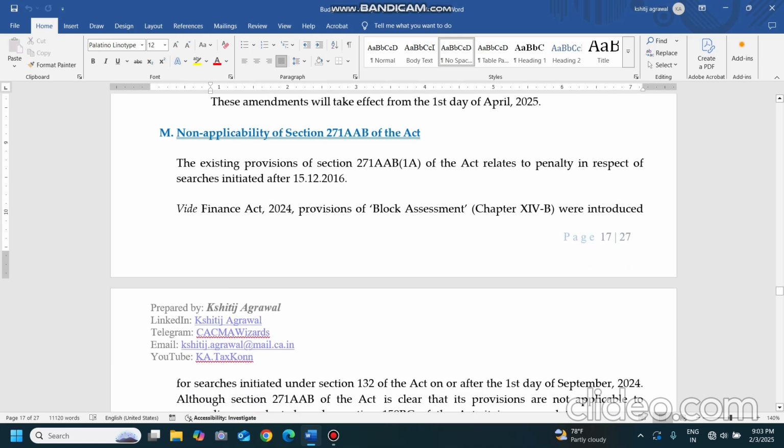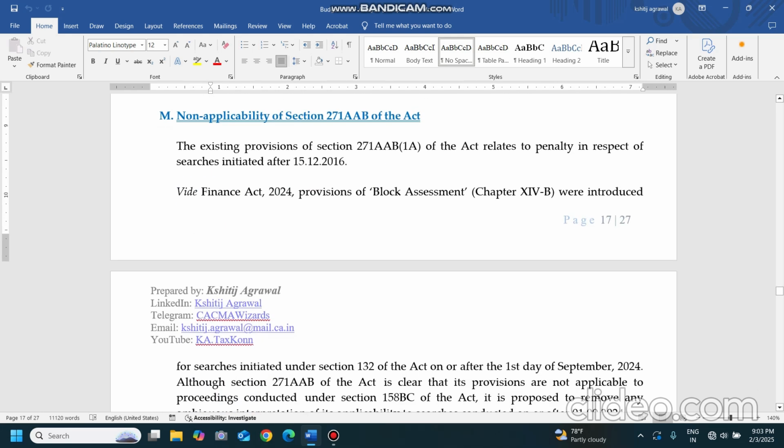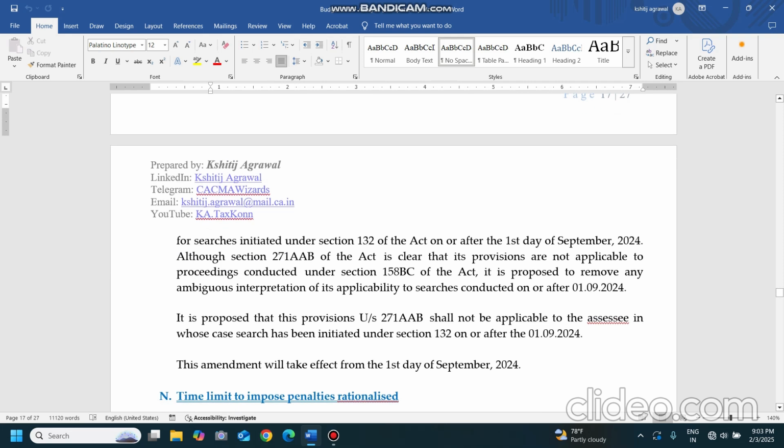Now coming to section 271AA penalties. Penalties in case of search initiated. If any search is initiated, the existing provision of section 271AA of the Act relates to penalty in respect of searches initiated after 15th December 2016. Penalty is applicable. Now, after introduction of block assessment in Finance Act 2024 for searches initiated under 132, this block assessment is applicable in case of searches initiated after 1st September 2024.